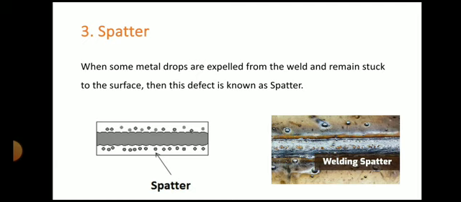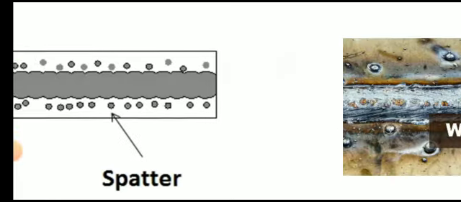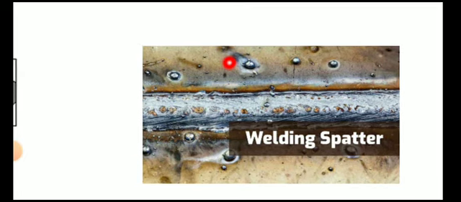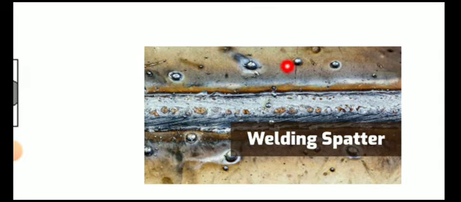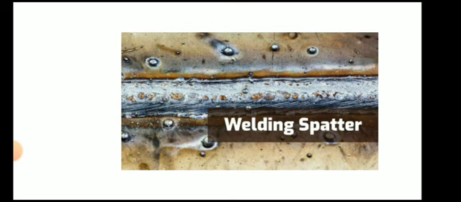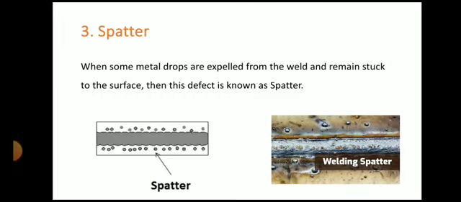Then the third defect is known as spatter. So when some of the metal drops are expelled from the weld and remain stuck to the surface, then this defect is known as spatter. So here you can see the spatter and this is the actual image. So the metal droplets get deposited over the parent metal, that is known as spatter. So this defect is known as spatter.